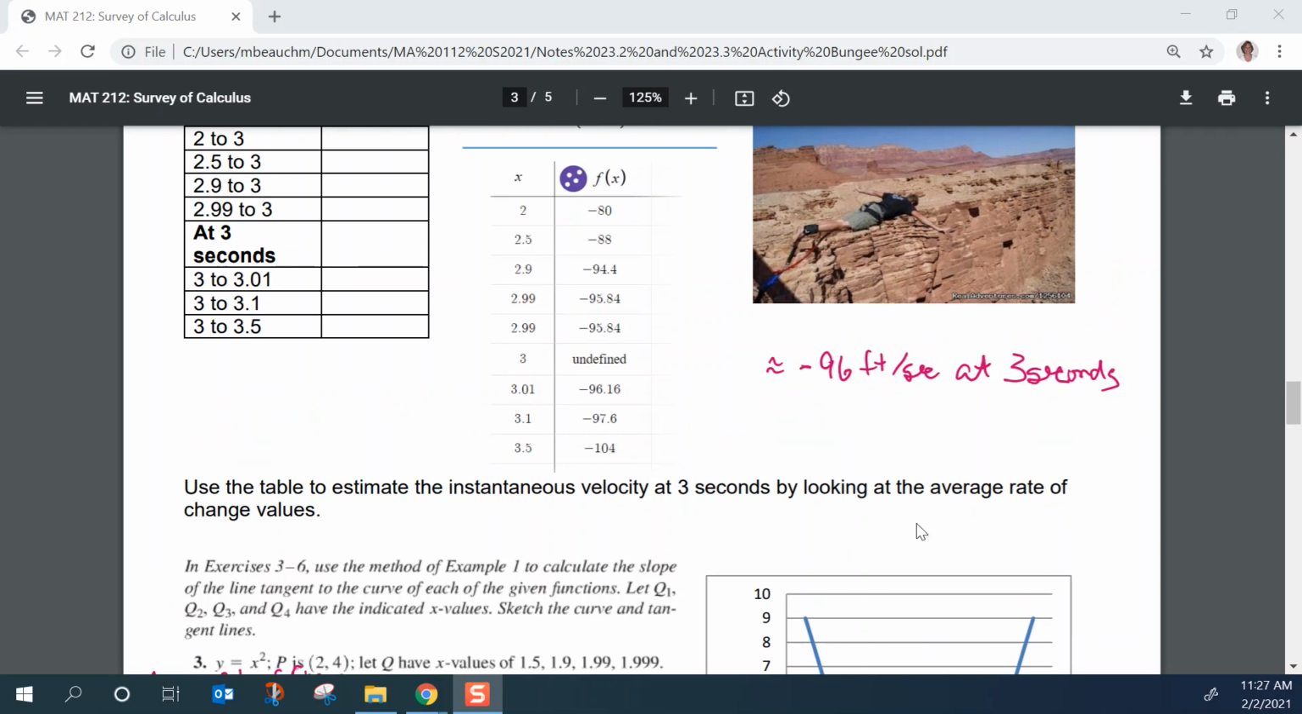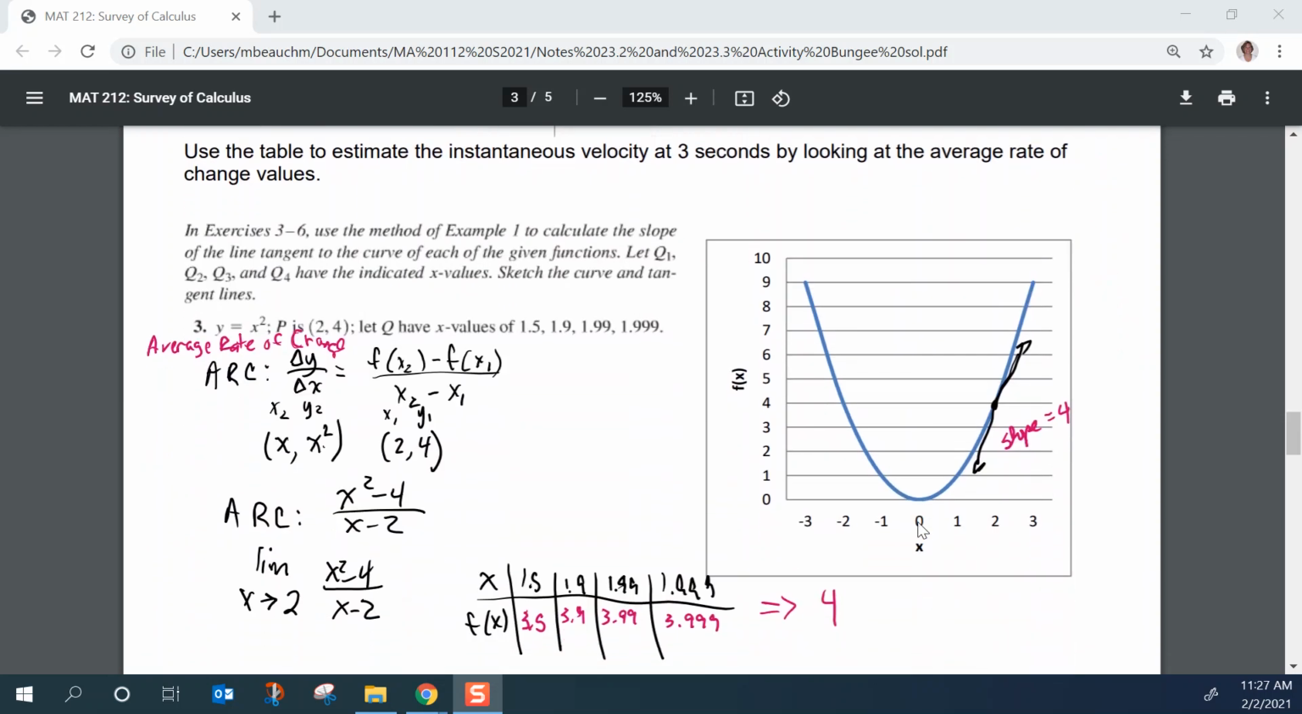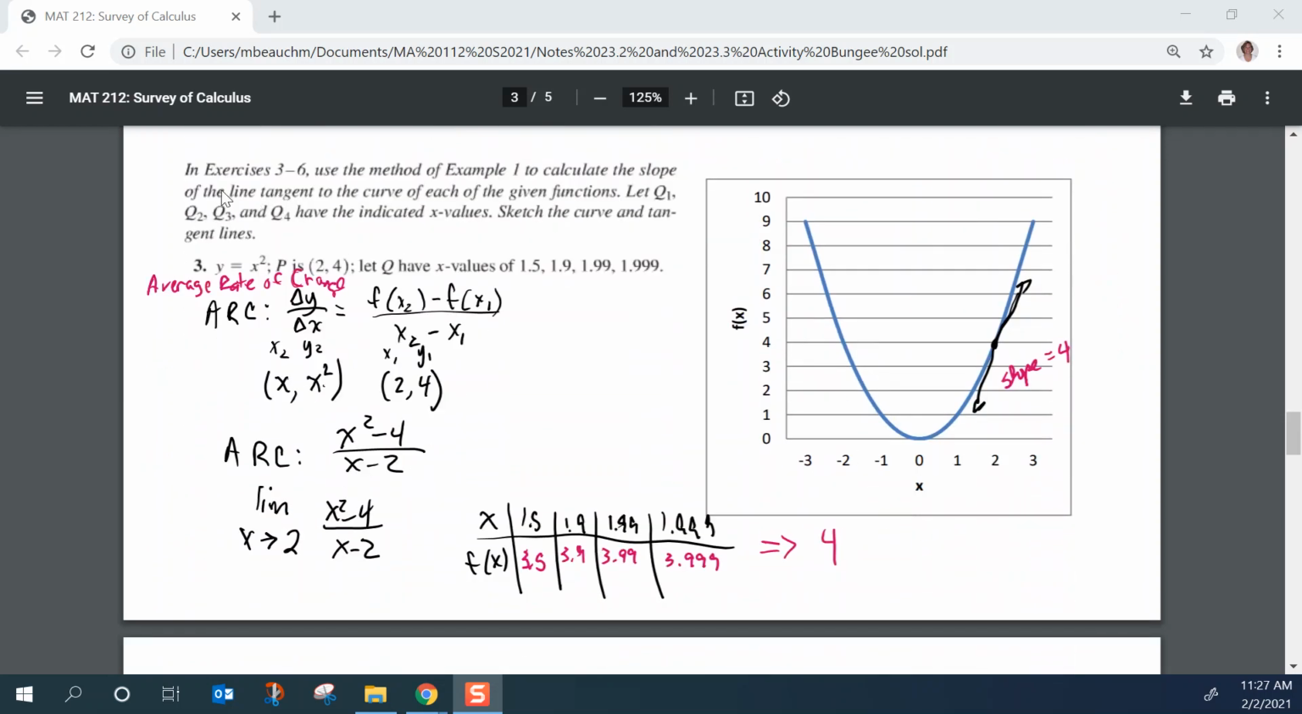All right, next example. On homework, you'll have some examples like our bungee, and it says in exercises 3 through 6, use the method to calculate the slope of the tangent line to the curve of each of the given functions. Let q1, 2, 3, and 4 have the indicated x values. Sketch the curve and tangent lines. So we have the function y equals x squared, and that's graphed here. And the point is (2, 4).